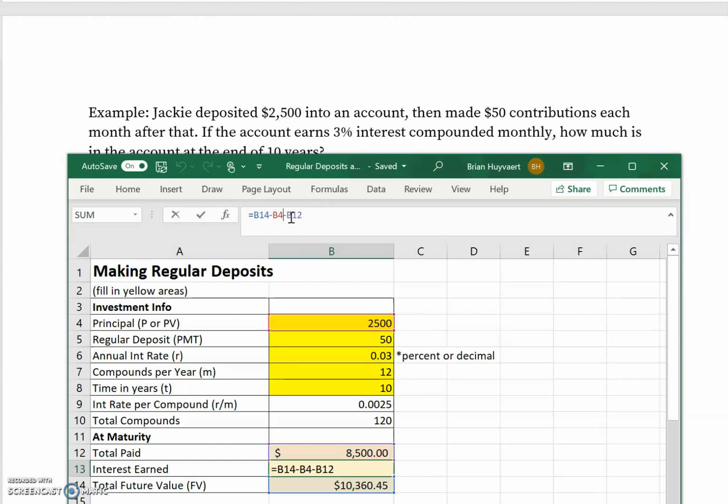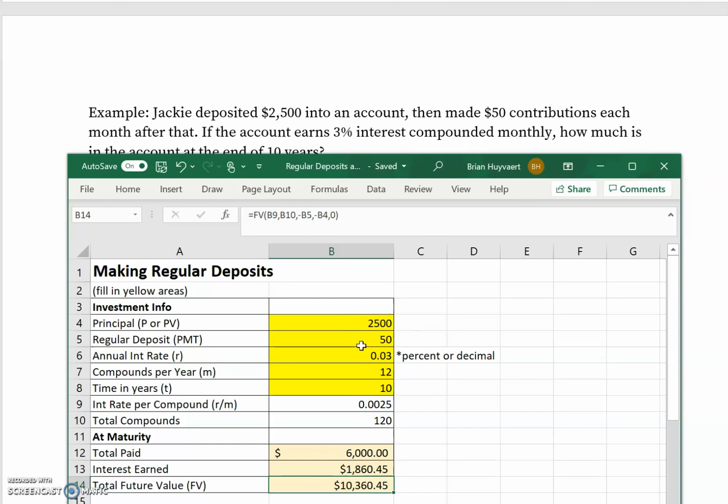So I had put in B4. I think I'm going to undo that one just so it doesn't get too confusing here. Okay, so basically we put in this much. We already had $2,500 in there. We gained $1,860.45 in interest, and then at the end of the day we've got $10,360.45.